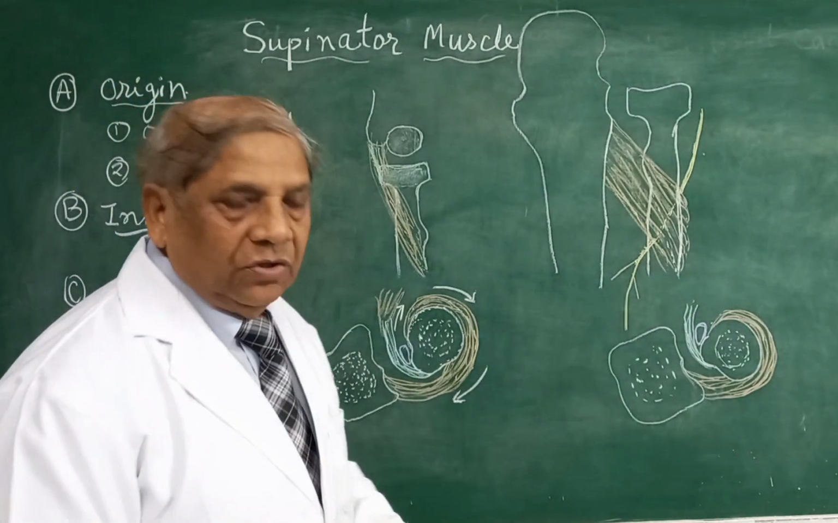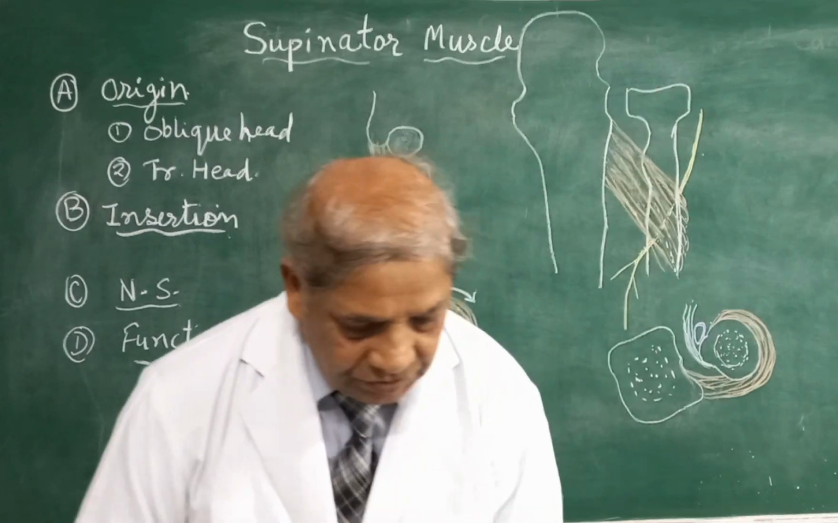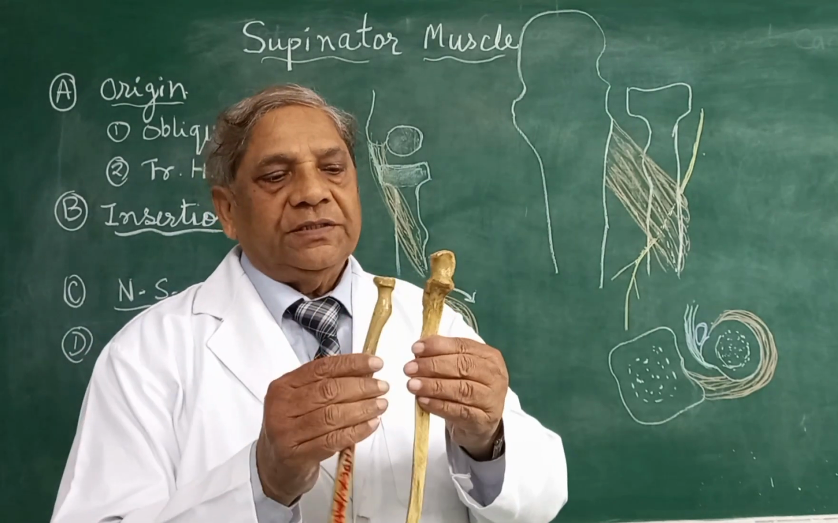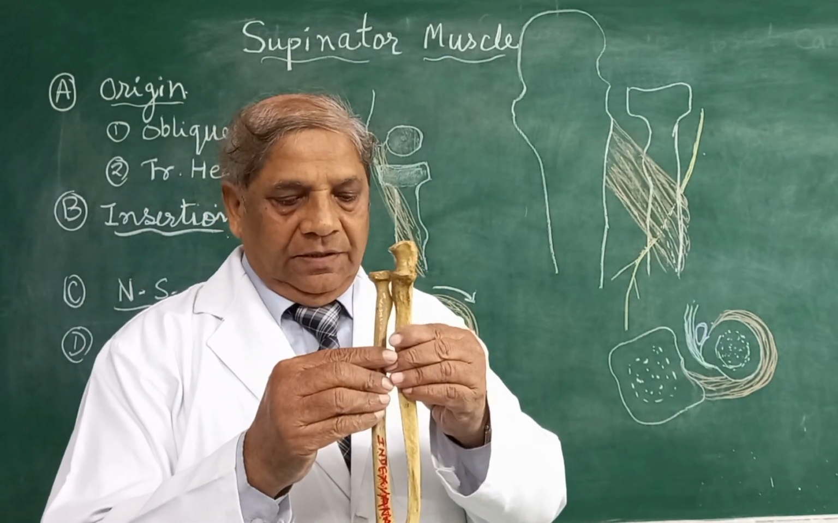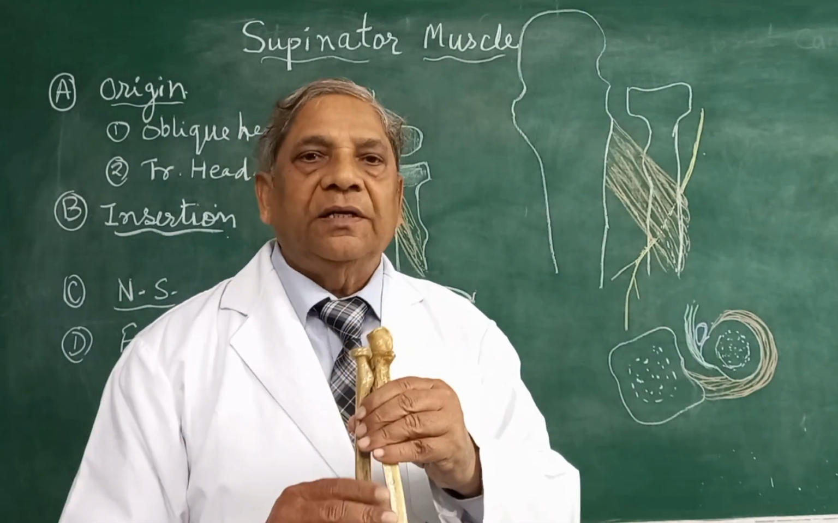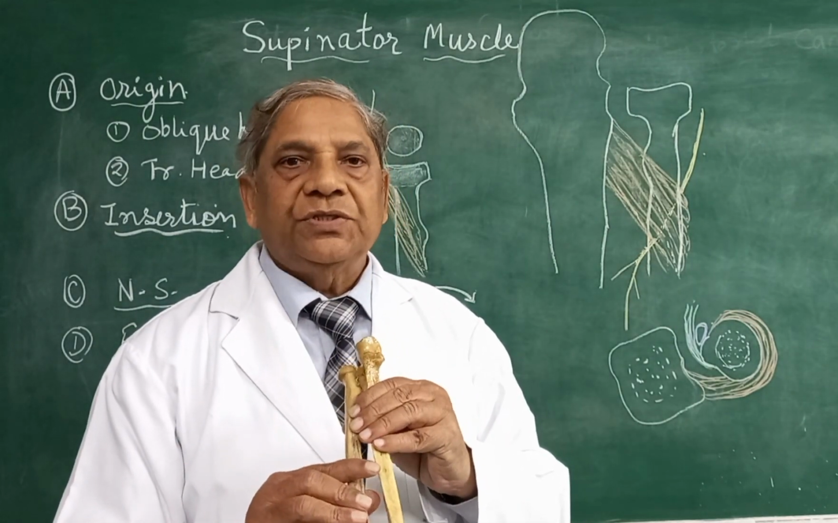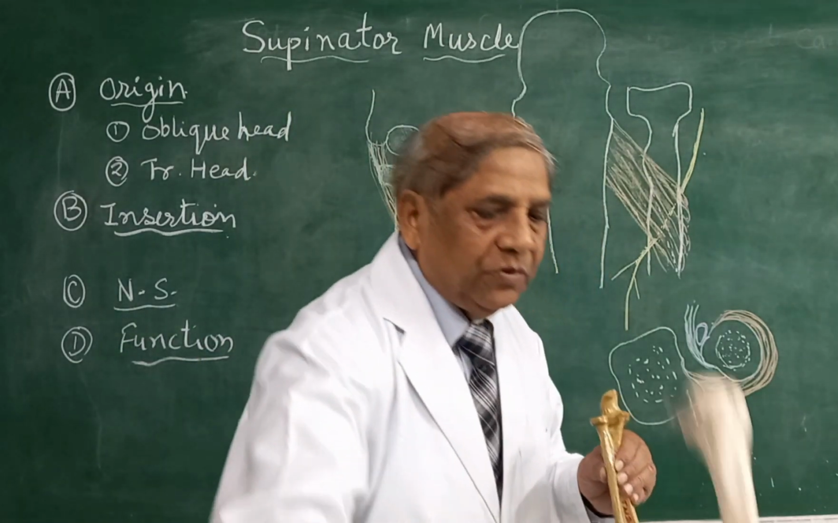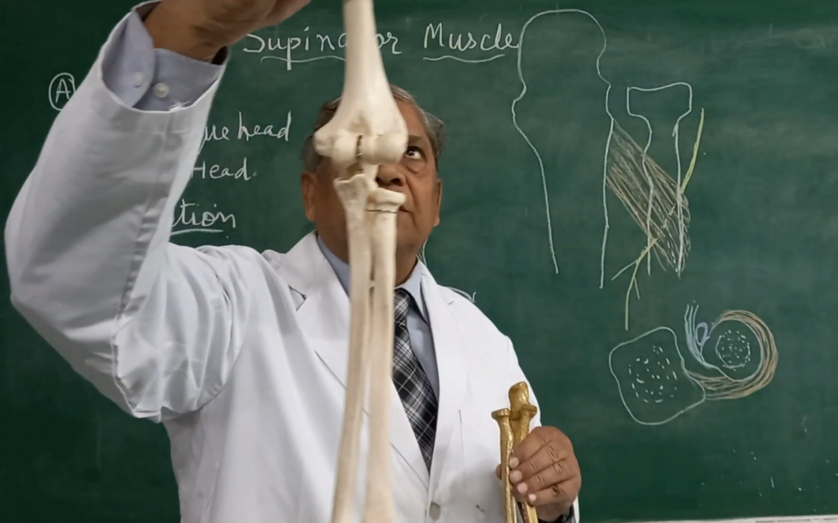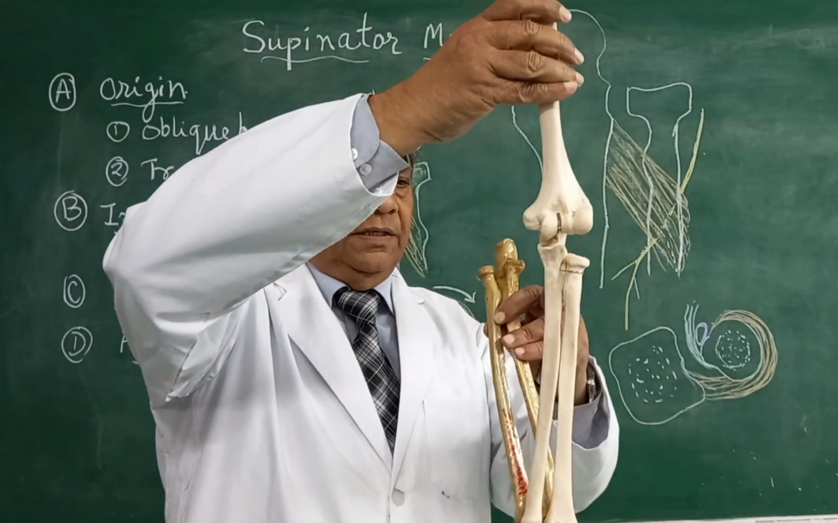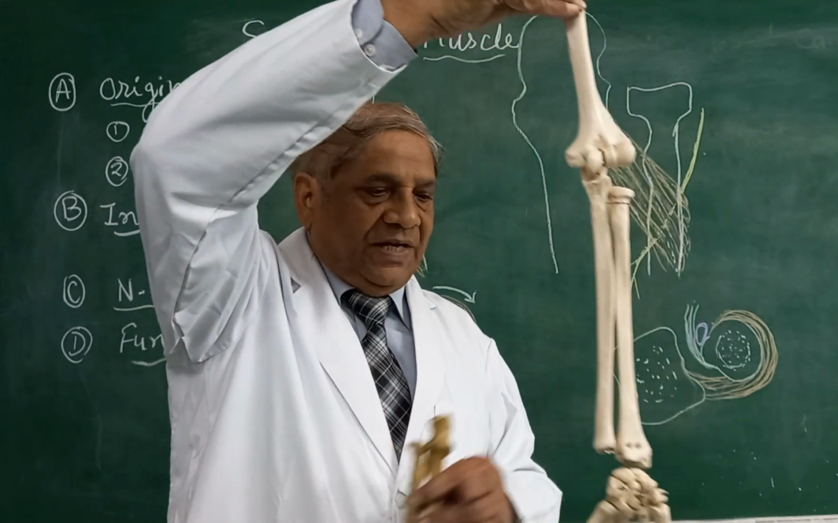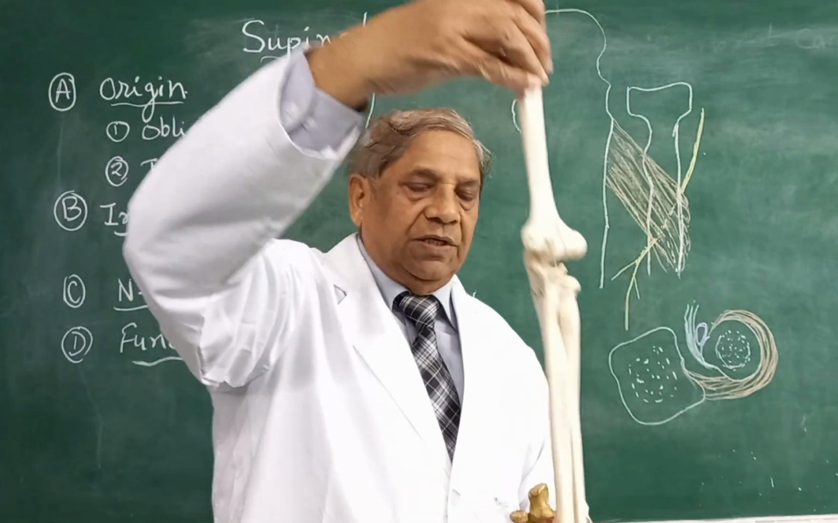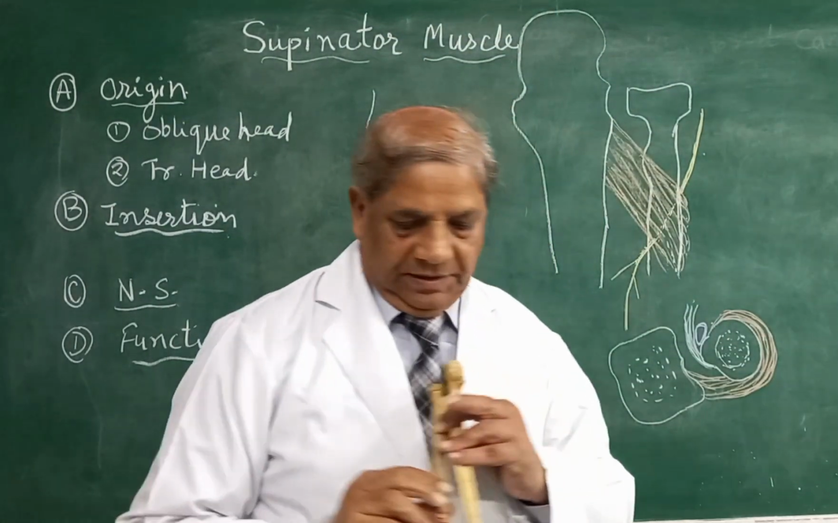Let us come first to the origin of the supinator muscle. This is the ulna as well as the radius of the right side, in the position of supination. They are running parallel. Here is the left hand, of course, and the ulna and the radius of the left side are also supinated, running parallel.